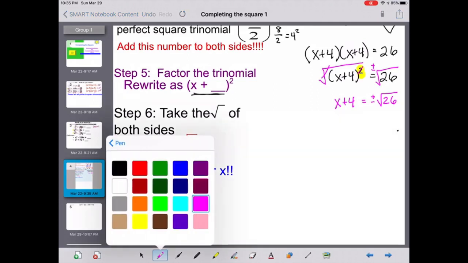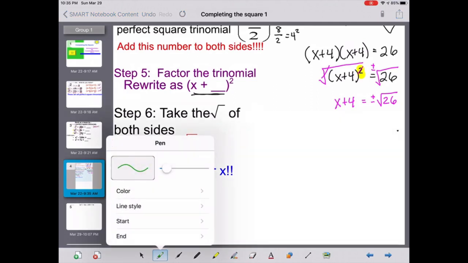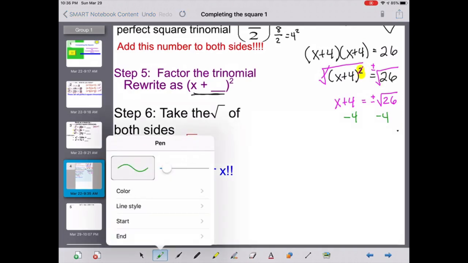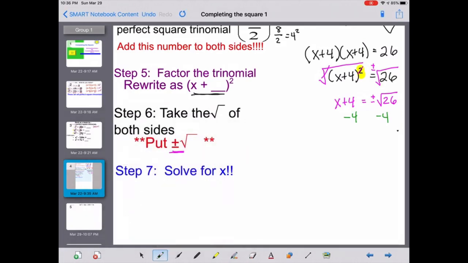So I just want to get the x by itself. I have to get rid of this plus 4. So I'm going to minus 4. And whatever you do to one side, you have to do to the other. So the 4's cancel each other out.